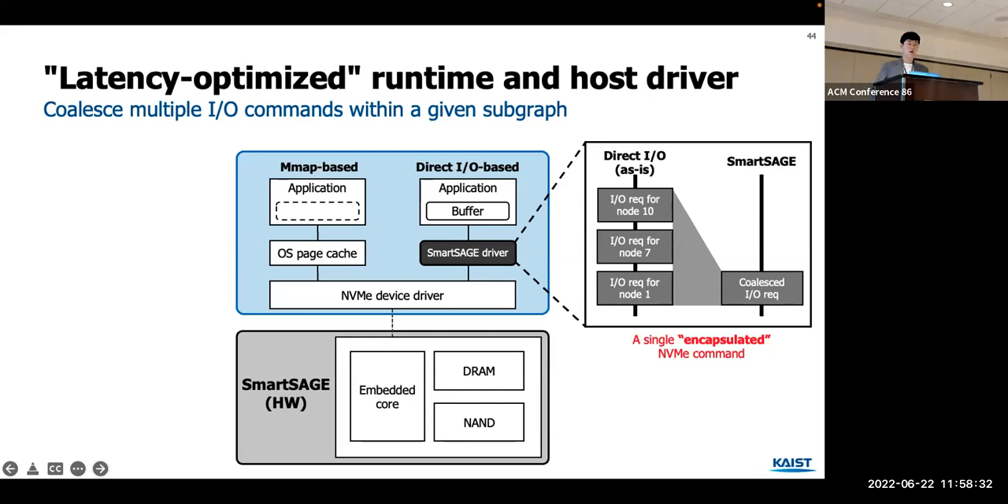To address this problem, our SmartSAGE driver encapsulates the entire IO fetch request of neighbor sampling under a single NVMe transaction. Through this optimization, SmartSAGE could largely reduce the number of IO commands.